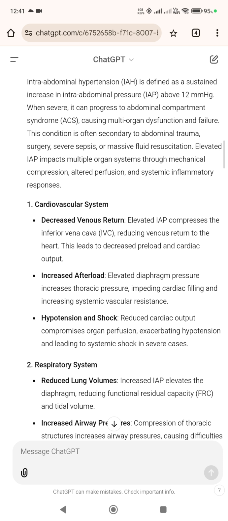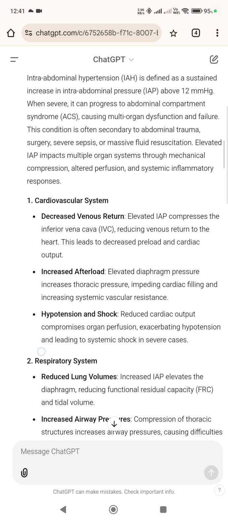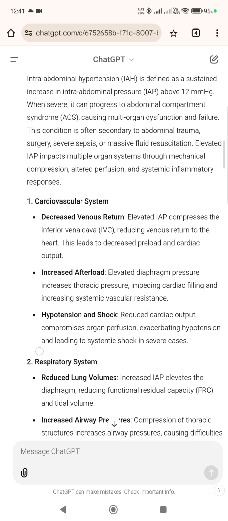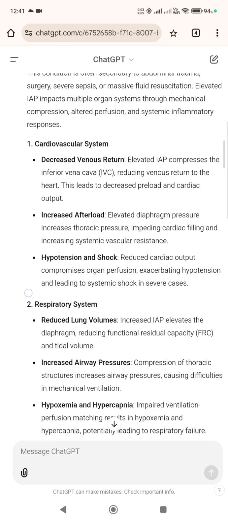This condition is often secondary to abdominal trauma, surgery, severe sepsis, or massive fluid resuscitation. Elevated IAP impacts multiple organ systems through mechanical compression, altered perfusion, and systemic inflammatory responses.